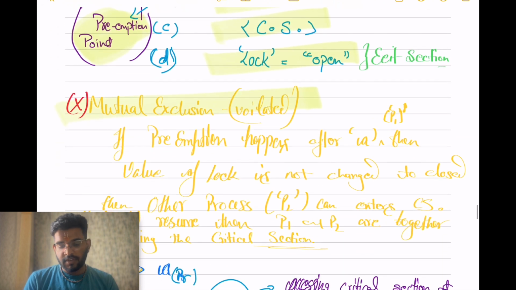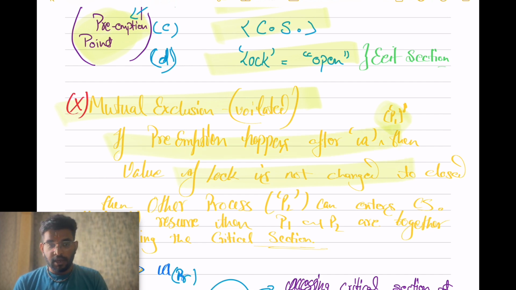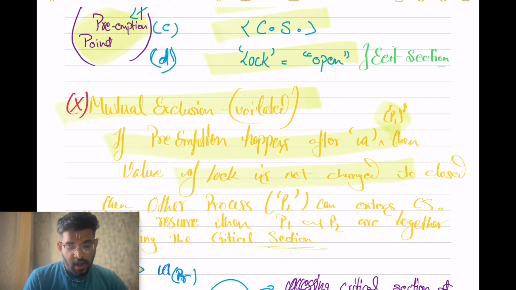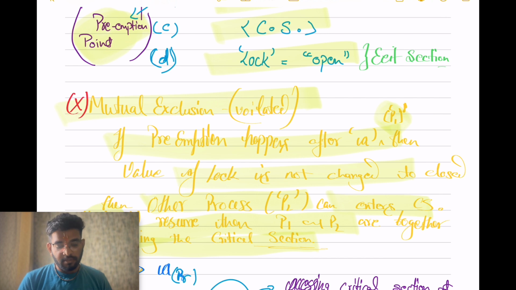If preemption happens after A with process P1, then the value of lock is not changed after A, because the value of lock is changed only after executing statement B. So if P1 gets preempted after executing statement A, the value of lock remains the same, meaning open. Another process P2 can enter the critical section. And if P1 resumes, then P1 and P2 are together accessing the critical section, which violates mutual exclusion.